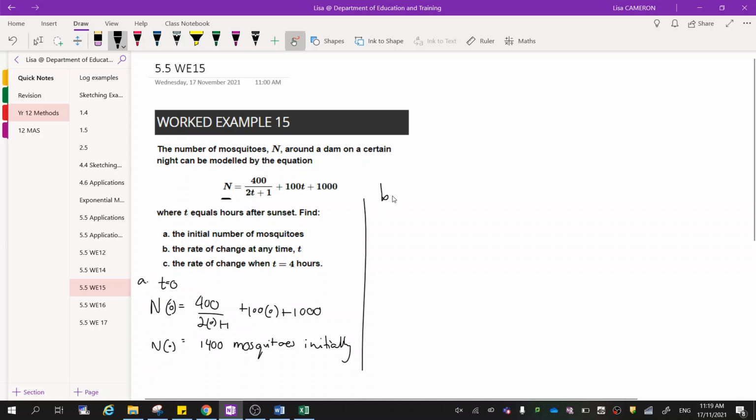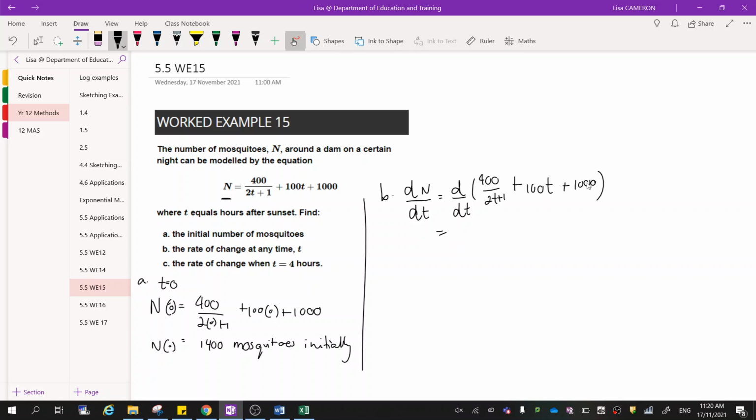Now we're going to look at B, the rate of change at any time. If we're looking for the rate of change at any time, that means we're looking for the first derivative. So I want to find the derivative of our function for the number of mosquitoes with respect to time. Every time I write this, it's just to help me understand what we're looking for.